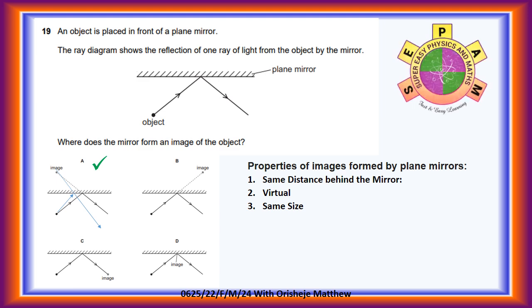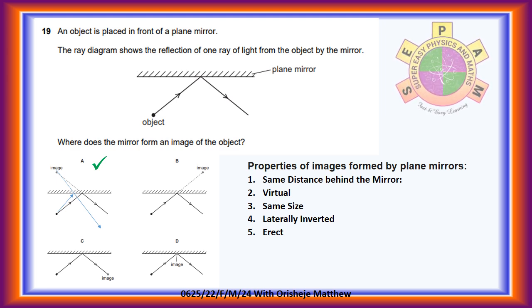Property 3, the image is the same size. Property 4, the image is laterally inverted. Property 5, the image is erect. Option A is the correct diagram. The image is the same distance from the mirror and it is virtual.